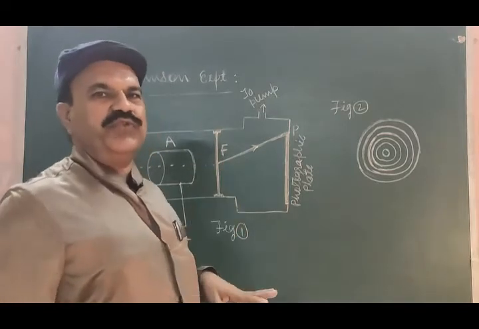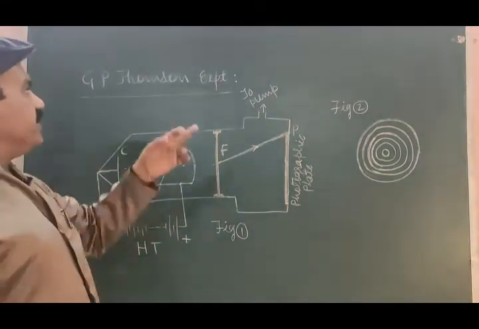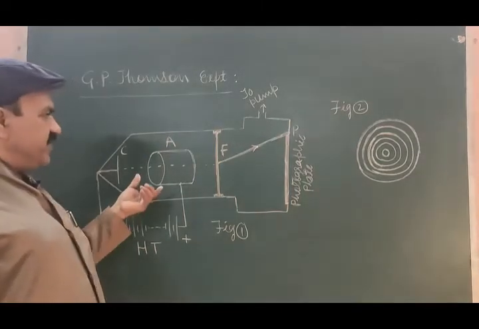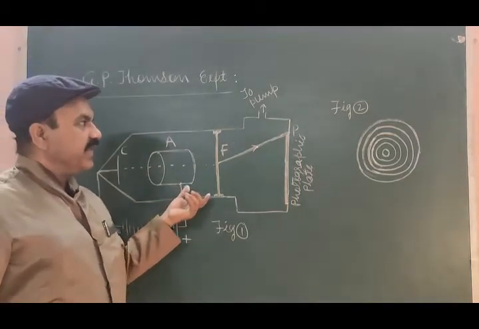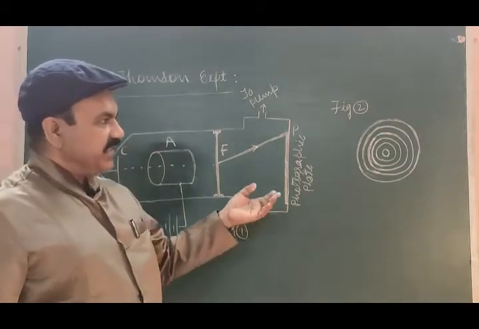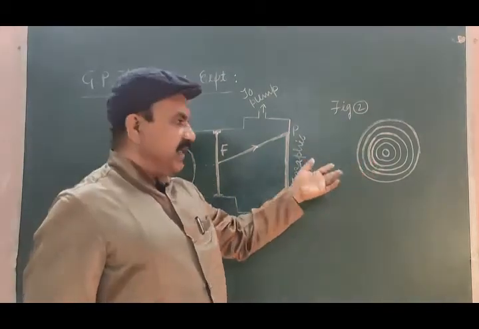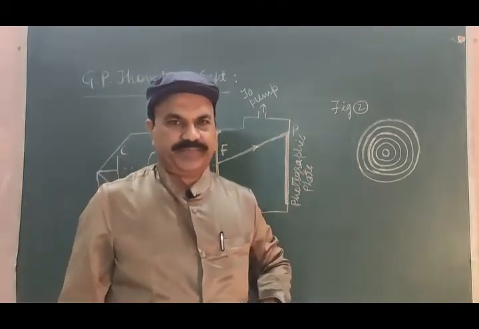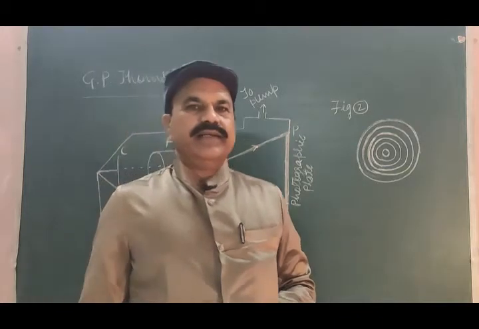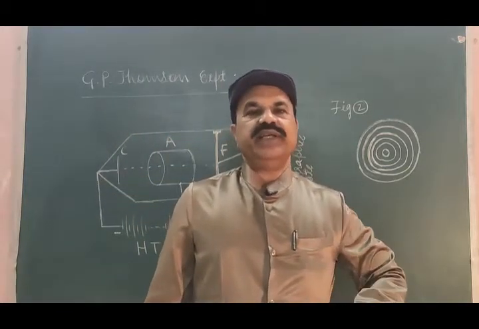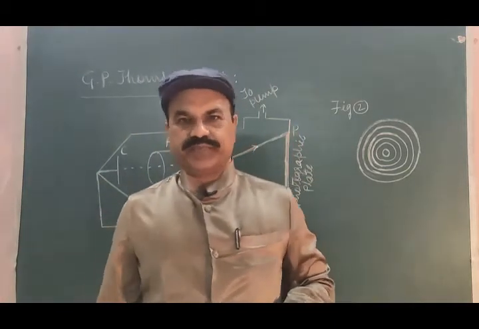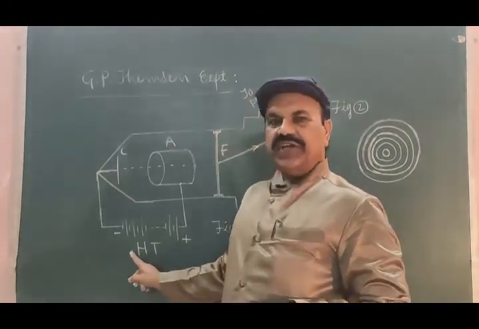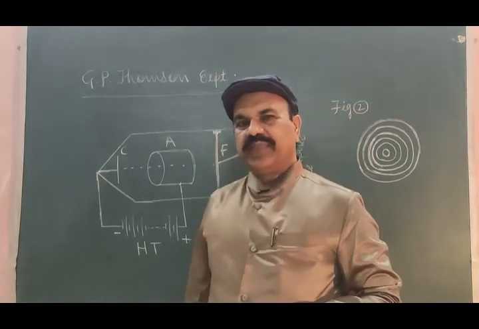We need these two figures to study the G.P. Thomson experiment. This is the experimental setup needed to study this effect, and this is the pattern we observe on this photographic plate. G.P. Thomson used a high tension power supply, HT.